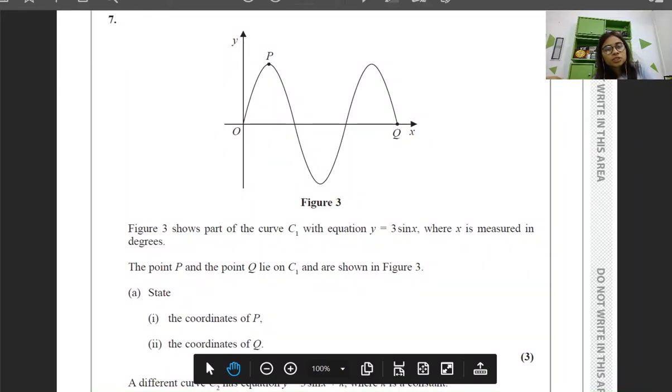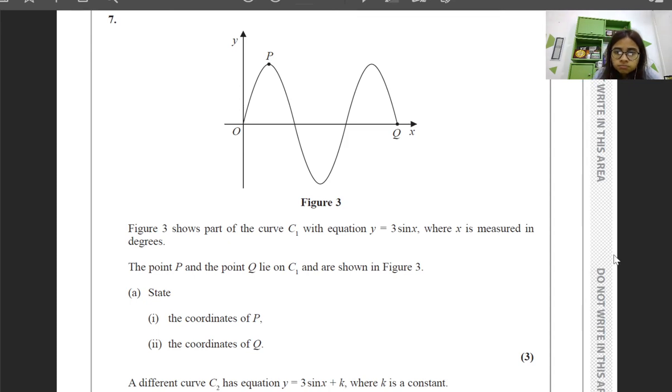Now we will solve question number 7. Figure 3 shows part of the curve C1 with equation y equals 3 sine x, where x is measured in degrees. The points P and Q lie on C1 and are shown on figure 3. State the coordinates of P and the coordinates of Q for the first part.